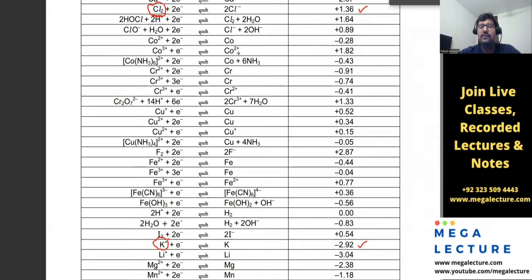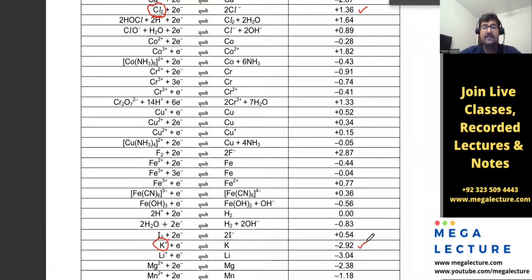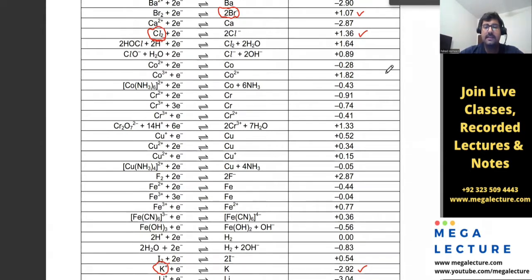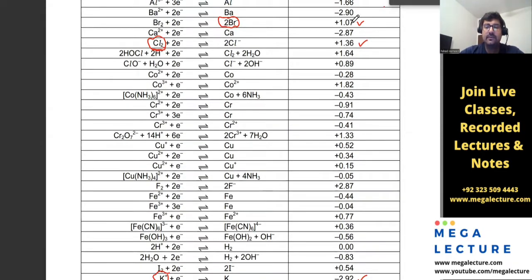Starting with the first one, who gains electrons? The one that has the highest potential gains electrons. So minus 2.92, 1.36, and 1.07. Who is the highest? That's 1.36, right? So that is the one that's going to gain electrons. And that's fine because I do have Cl2. So Cl2 is the one that's going to gain electrons, and it is one of my reactants. I've figured out who gains electrons.